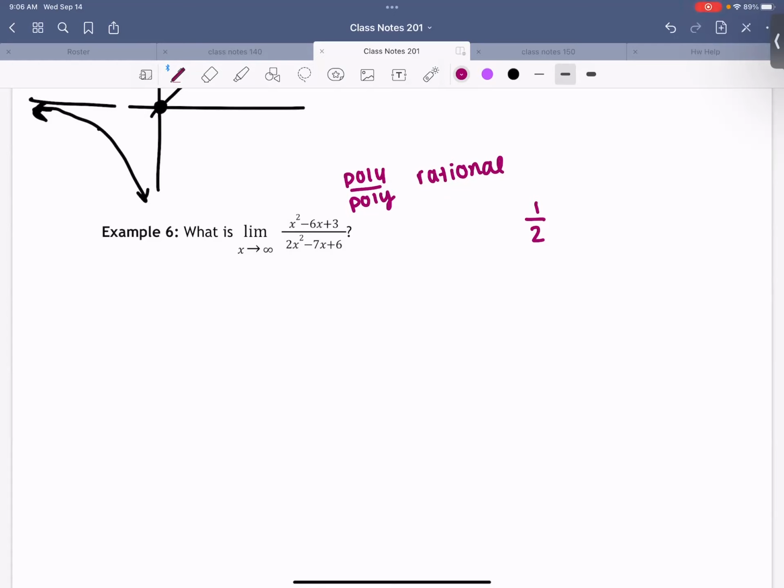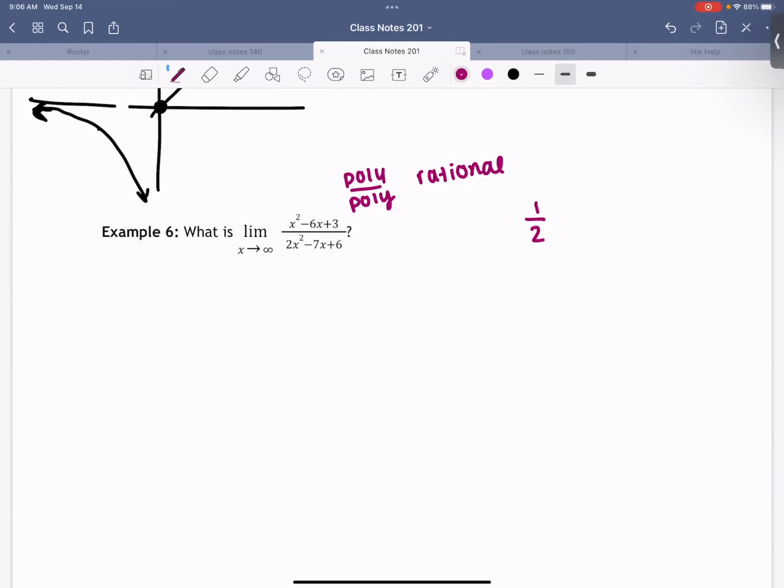And because they have the same power on the top and the bottom, the convention is to take the coefficient of the highest term on top, the coefficient of the highest term on the bottom, and put them on top of each other, okay? Now, in the future, we will be using this technique, but let me just show you why this technique works.